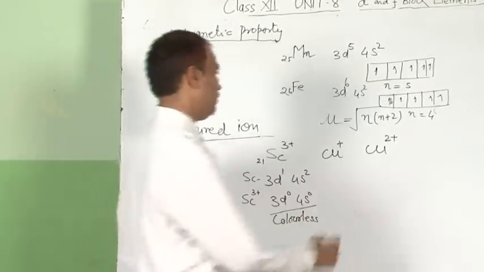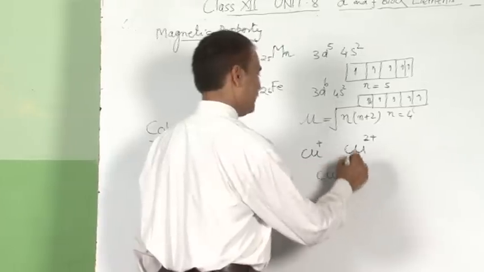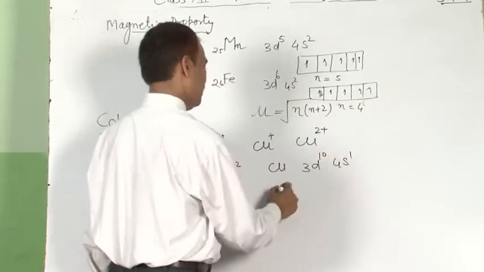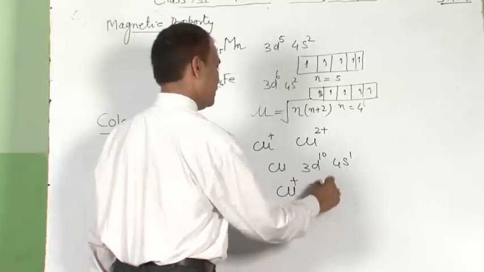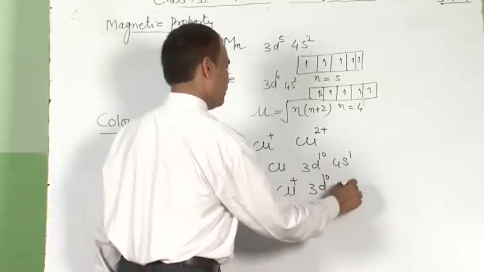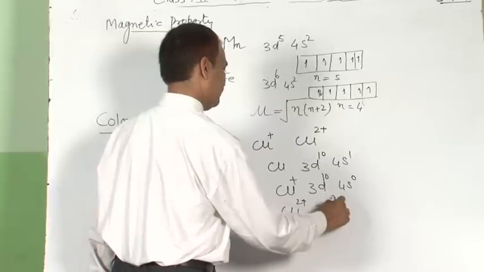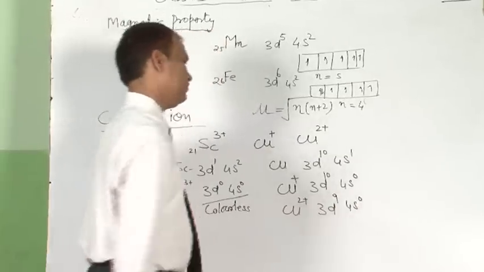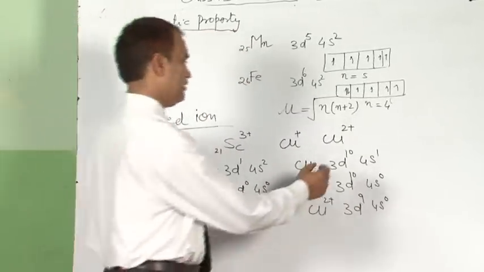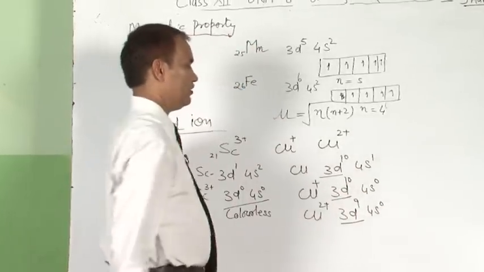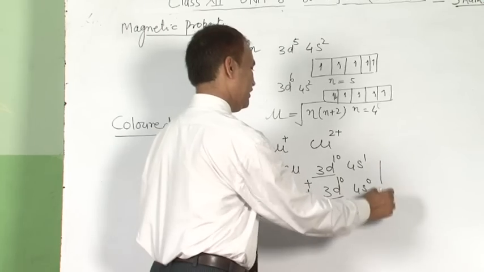In case of Cu, electronic configuration 3d10, 4s1. Cu+ becomes 3d10, 4s0. In case of Cu2+, it becomes 3d9, 4s0. Is it clear to you? Cu+ is completely filled, no unpaired electron. So these two are colorless, and Cu2+ is colored.